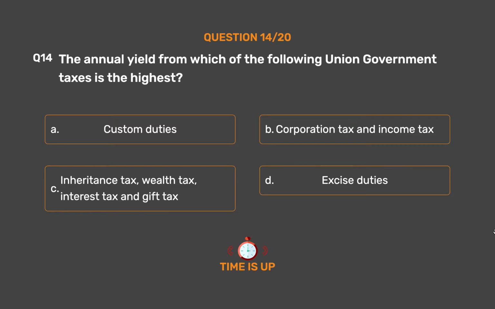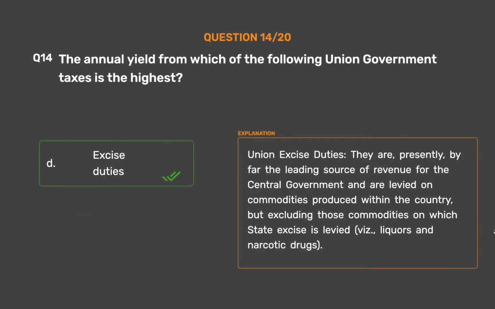The correct answer is Option D, Excise duties. Union excise duties are, presently, by far the leading source of revenue for the central government and are levied on commodities produced within the country, but excluding those commodities on which state excise is levied, viz., liquors and narcotic drugs.